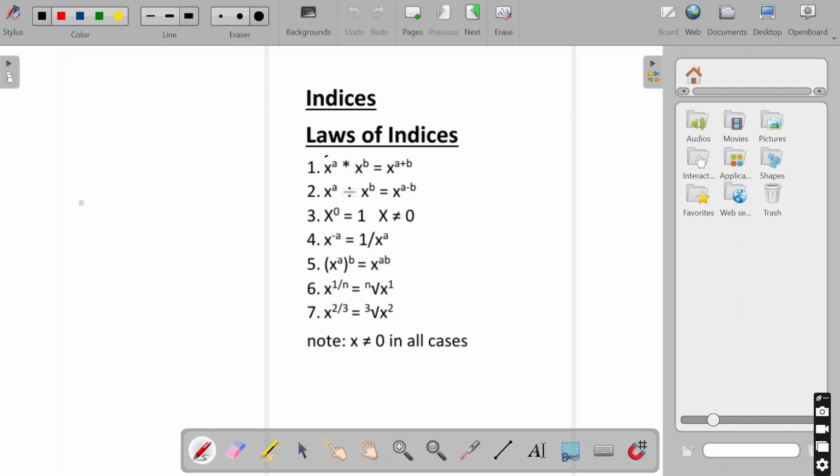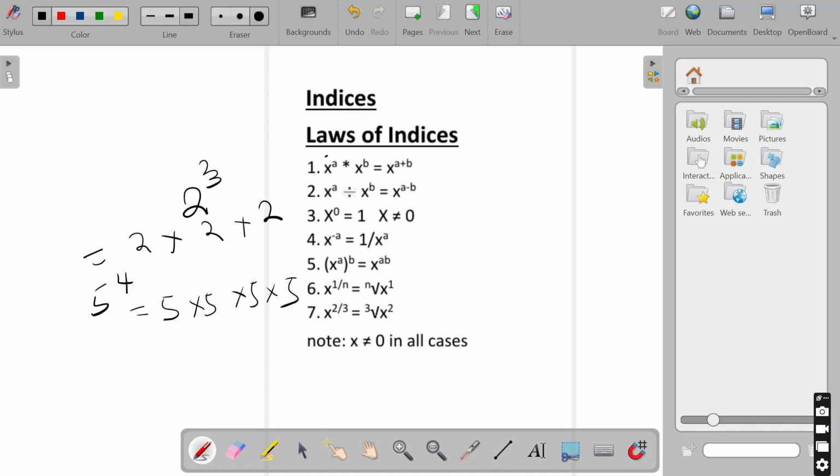So take for example, we have 2 raised to the power of 3. 2 to the power of 3 means 2 times 2 times 2. That's 2 in 3 places. Now, in like manner, we have 5 raised to power 4, meaning we are multiplying 5 four times. That is 5 times 5 times 5 times 5. That's what 5 raised to power 4 means.